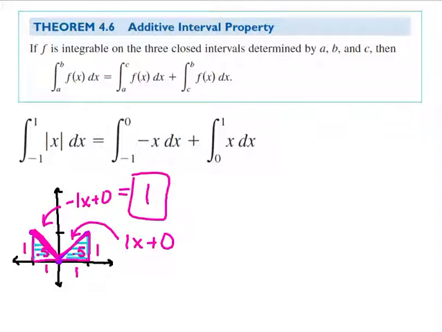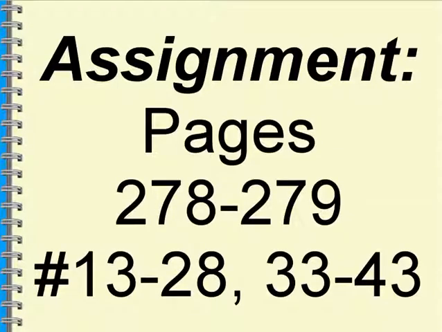Okay? Alrighty. So now this is what I need you to do in this section. And like I said, we will do 4-4 on Tuesday. On pages 278 and 279, 13 through 28, and 33 through 43. Okay, 13 through 28, 33 through 43.